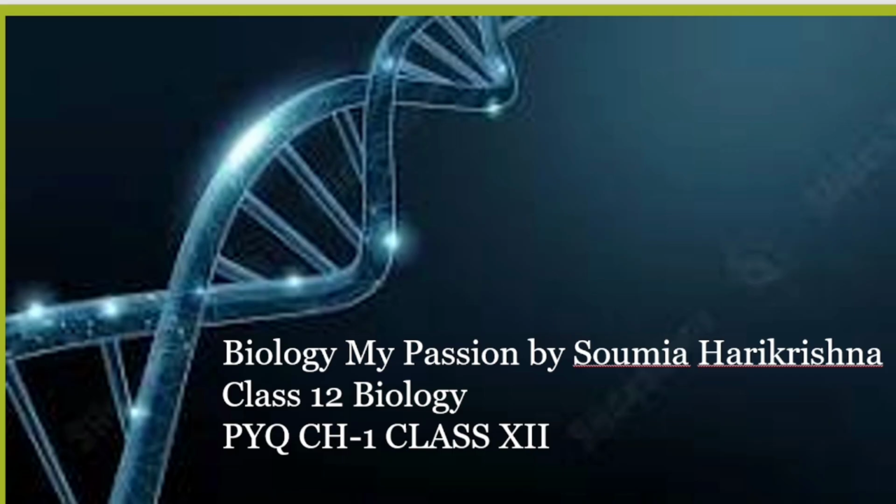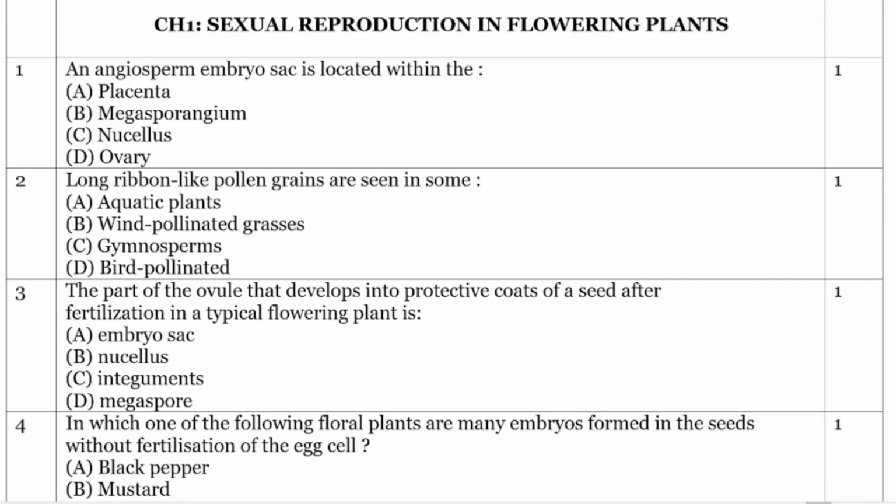Let's begin with the first chapter. An angiosperm embryo sac is located within the placenta, megasporangium, nucellus, ovary. So we know that inside the ovule there is nucellus. One of the nucellar tissues is later becoming the embryo sac. So the appropriate answer here is nucellus.